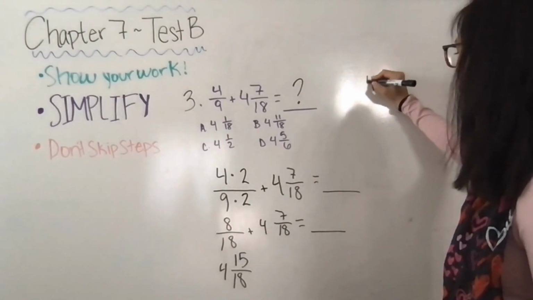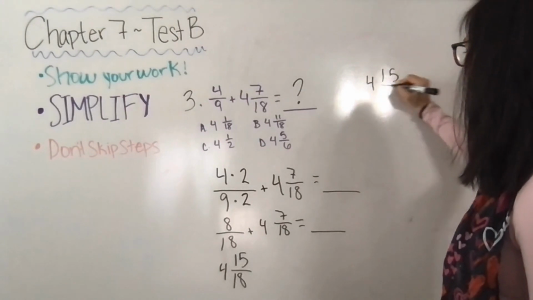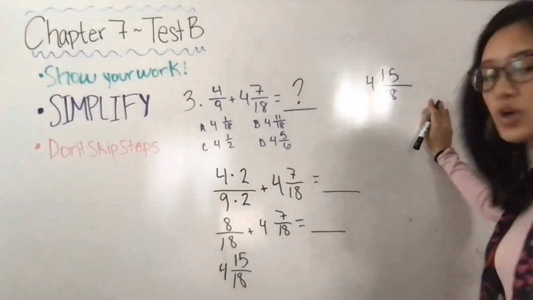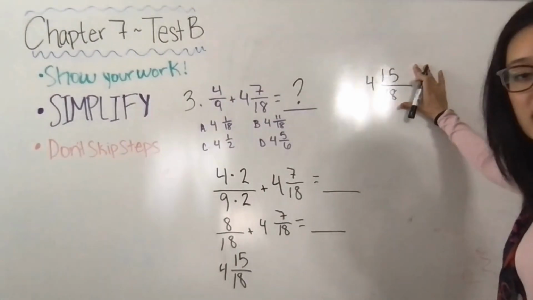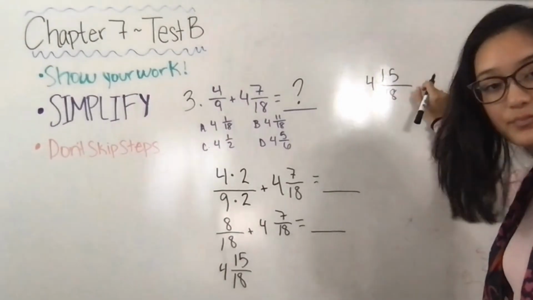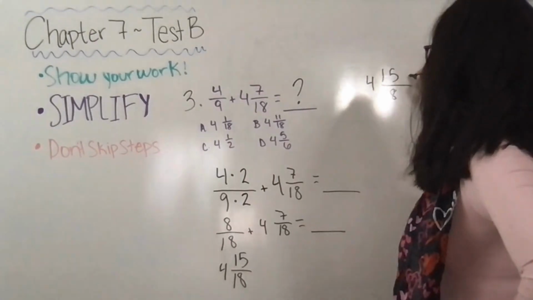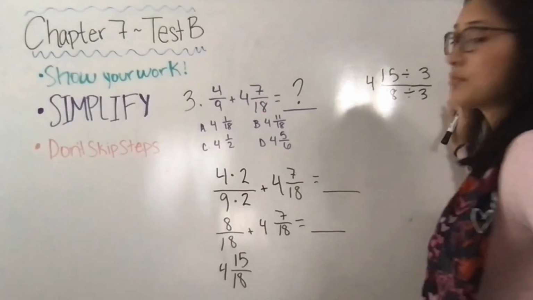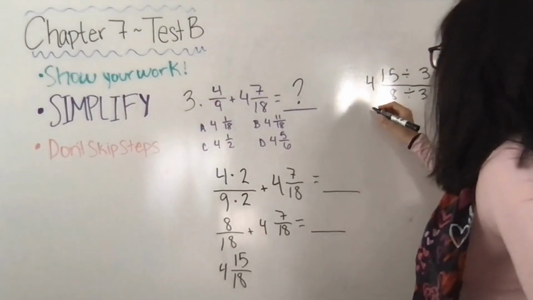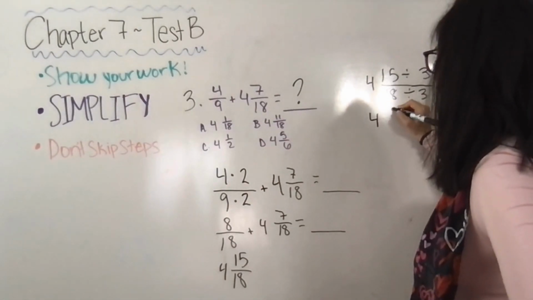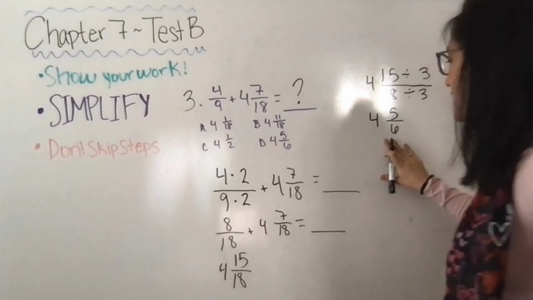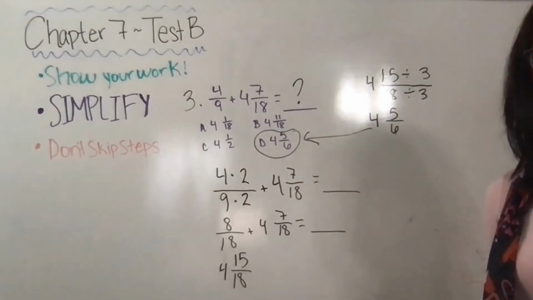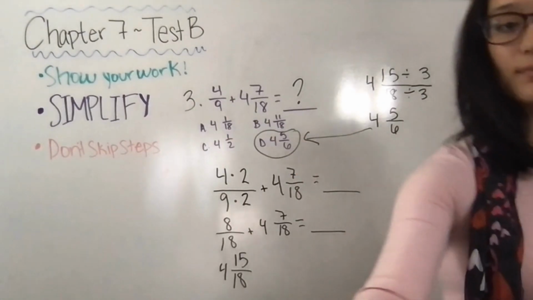So, 4 and 15/18. Now, what is a common number that can go into both 18 and 15? 3. So you'll know that you can divide it by 3 to simplify, which will then get you 4 and 5/6. And look, that's one of your answers. So your answer is D, 4 and 5/6.